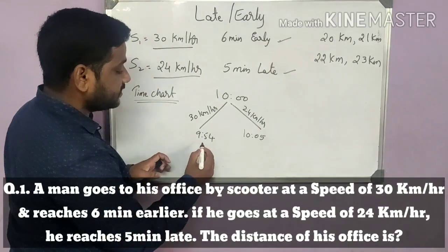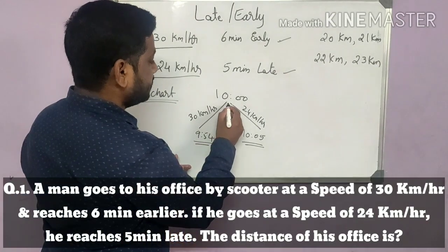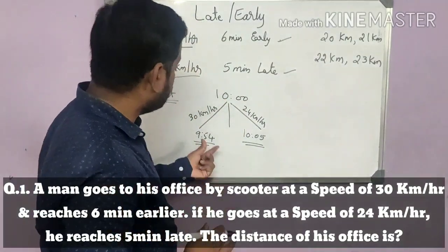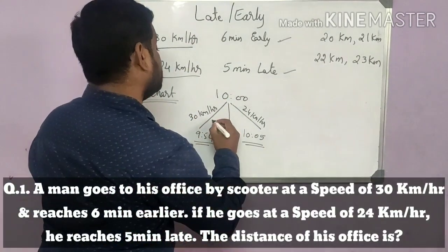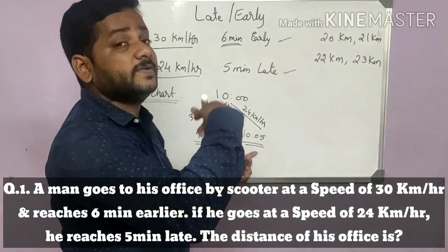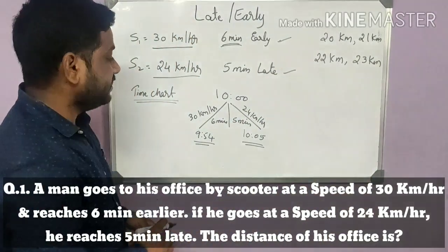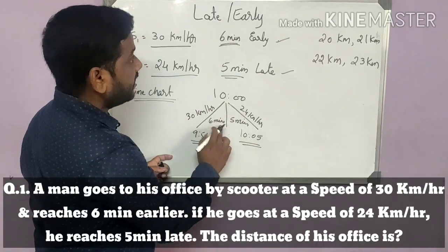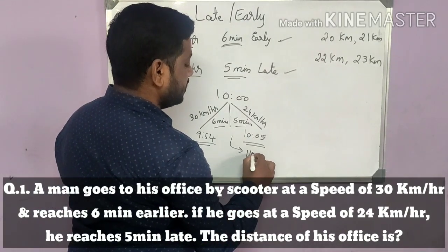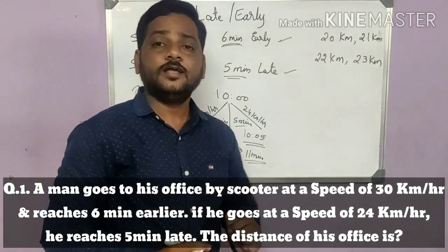Right now, what is the difference? See the difference between these times. Here it is 9:54, and 9:54 in the sense actual time is 10. That's what we assume, and he is reaching at 9:54. So he is reaching 6 minutes early. That's what the information says. And here he is reaching 5 minutes late. We need to add these two times now, 6 minutes and 5 minutes. So that will give you 11 minutes.